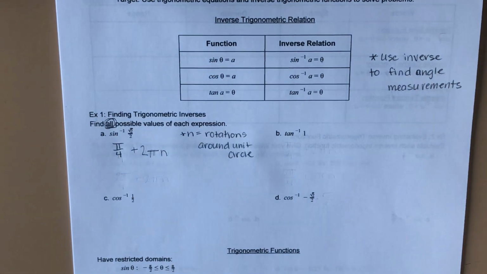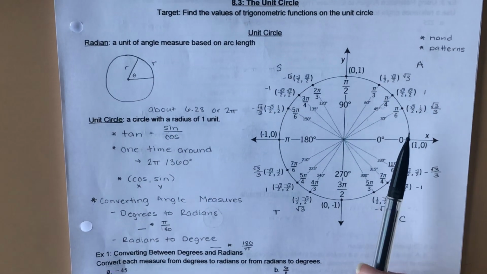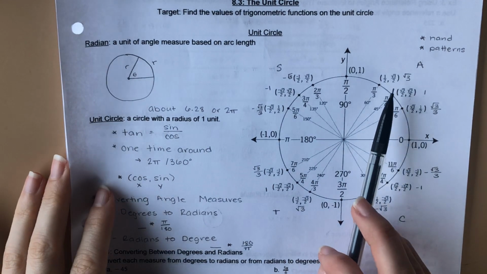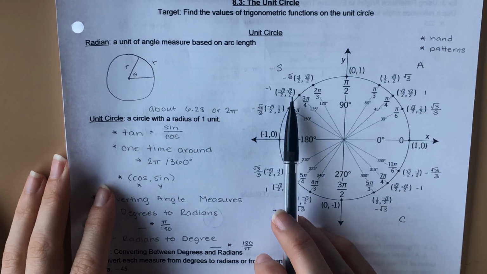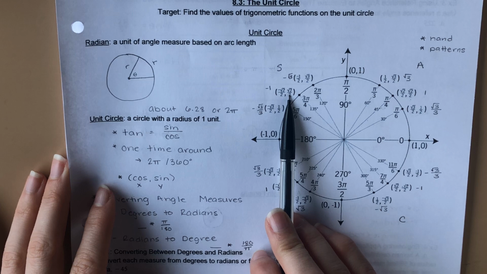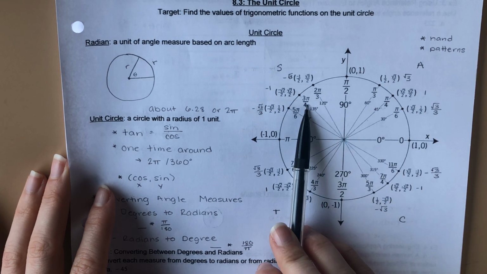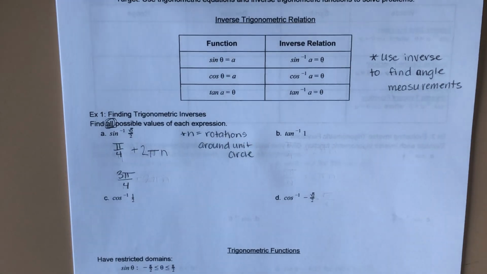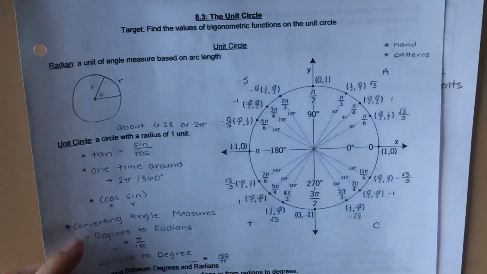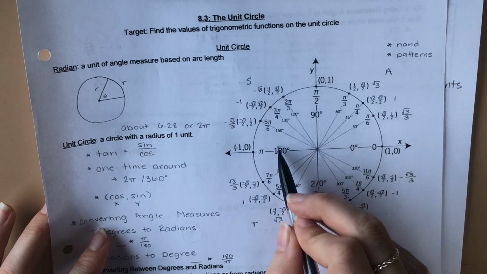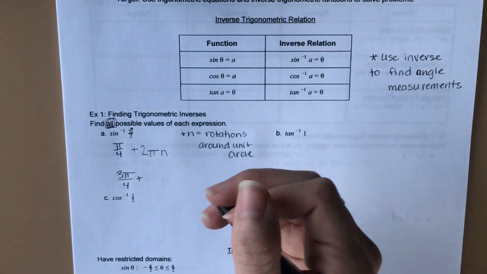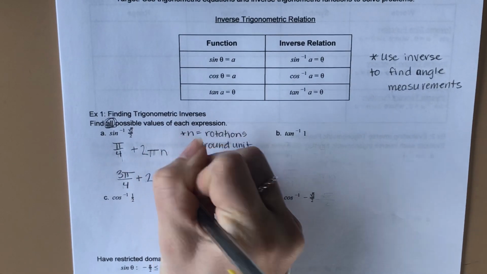If I keep going around, I still have another value where root 2 over 2 is the sine value. Here I do have another positive root 2 over 2. So I could also have it being 3 pi over 4. So we're going to put 3 pi over 4. Once again, I can go around the unit circle, and I'm adding 2 pi every time to get those coterminal angles. So we're going to indicate that by saying plus 2 pi n.